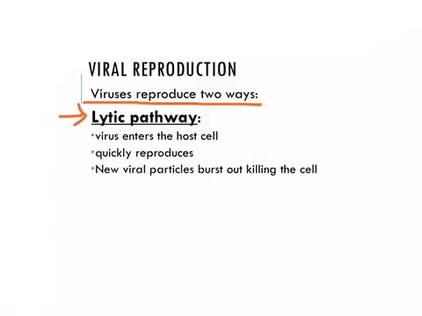In the lytic pathway, the virus enters the host cell. It quickly reproduces more of the virus. So it takes over the host machinery, gets the host to make a whole bunch of DNA and protein to make more virus particles, and then the new virus particles burst out and kill the cell immediately. So lytic as in lysis. You've heard of lysis, I'm sure, means to split open, and so these are viral particles going in and completely taking over the cell and just killing the cell and bursting out and infecting more cells.